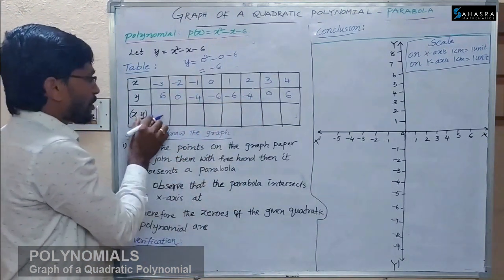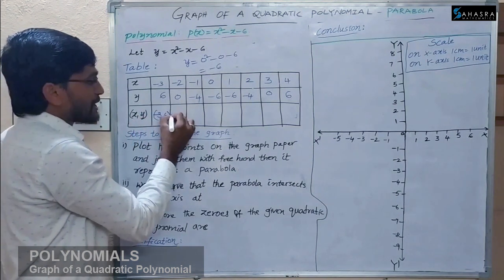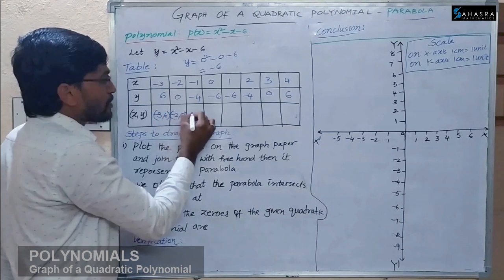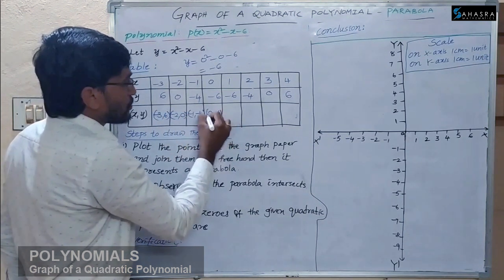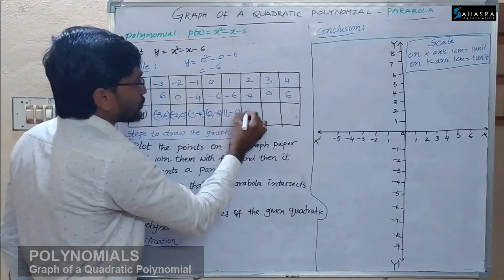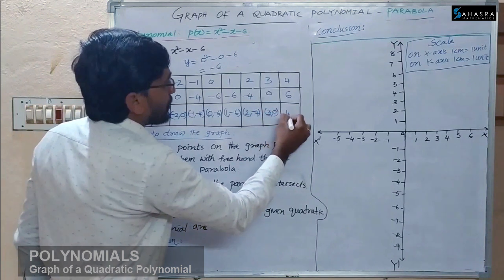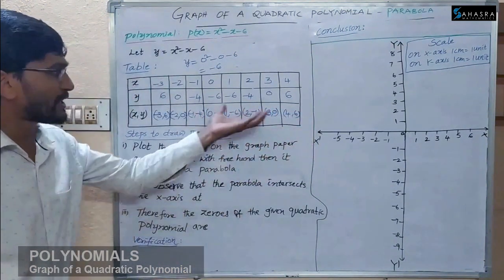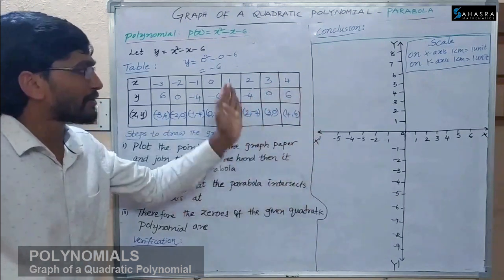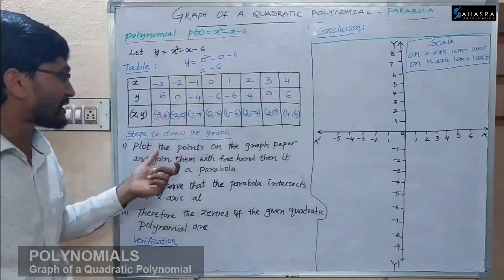So therefore the coordinates are minus 3 comma 6, minus 2 comma 0, minus 1 comma minus 4, 0 comma minus 6, 1 comma minus 6, 2 comma minus 4, 3 comma 0, and the last one is 4 comma 6. These are the points enough to draw the graph of the polynomial. If you want to take more values also no problem, but these values are enough.